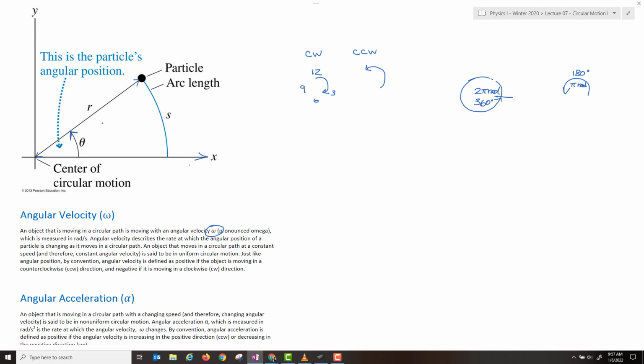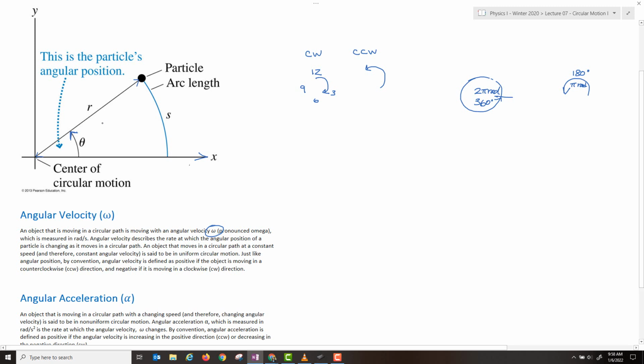It describes the rate at which an angular position of a particle is changing as it moves in a circular path. An object that moves in a circular path at a constant speed would have a constant angular velocity, and is said to be in uniform circular motion. So its angular velocity is constant, that means it's moving at a certain angle per second, and it's a constant angle per second that it's moving in. So that's said to be in uniform circular motion.